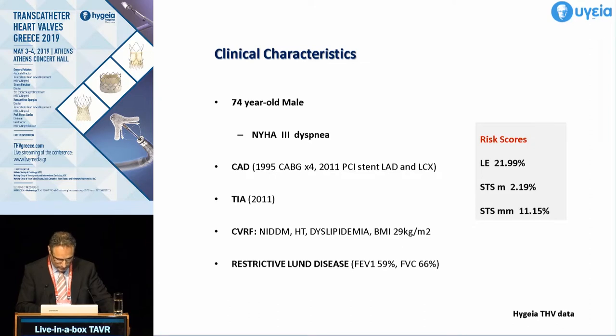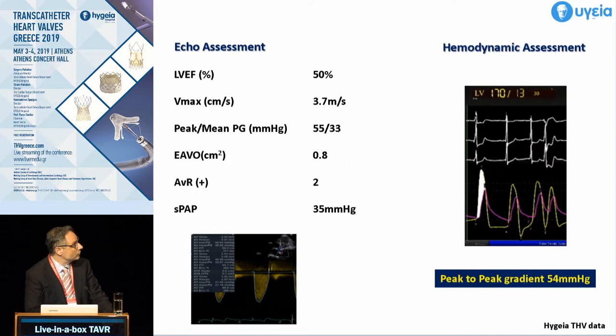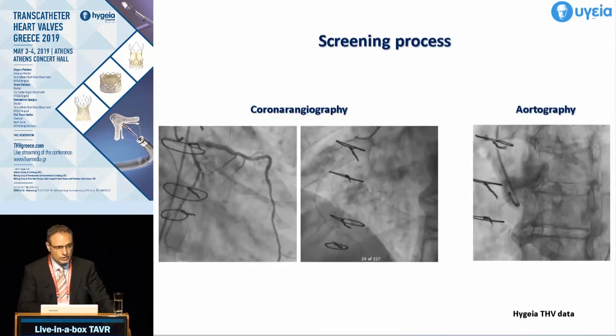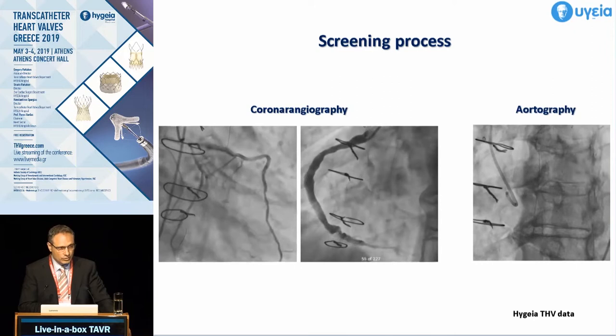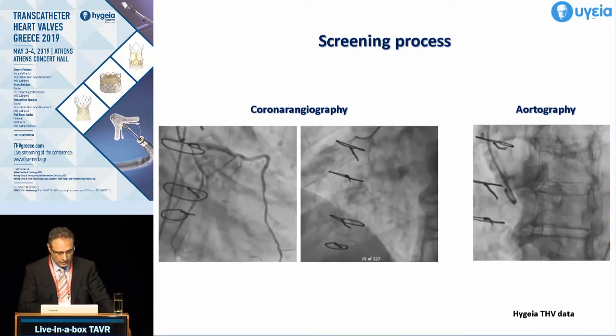The patient was characterized, according to the logistic EuroSCORE, as of high surgical risk. We proceed with assessment of the patient and we revealed a significant aortic valve stenosis with an area of 0.8, mildly impaired left ventricular ejection fraction, and a mean gradient of 33. The hemodynamic assessment revealed a peak-to-peak gradient of more than 50. We proceed with an evaluation of the coronaries, with no relevant issues.